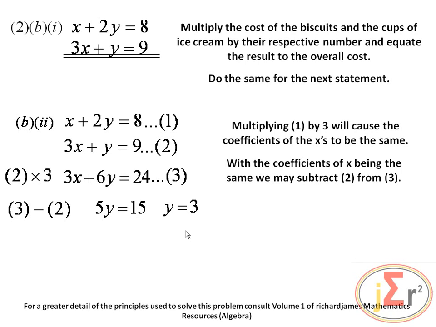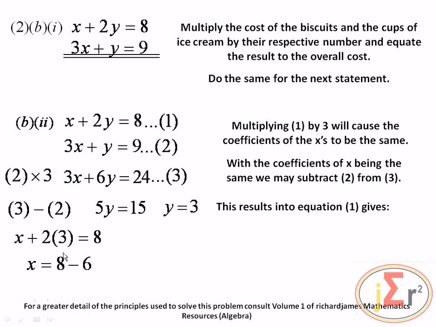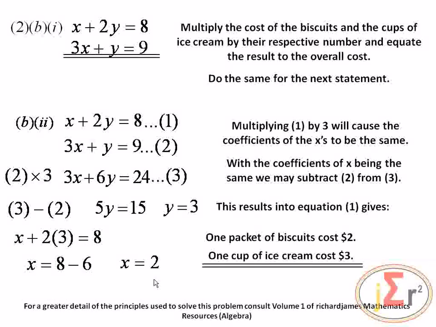And of course, we may place that value into any of the equations, and we are going to choose equation 1. So let's put that into equation 1. We have x plus 2y, and y is 3. So x plus 2 times 3 is equal to 8. And what is 2 times 3? 6. So x plus 6 is equal to 8. So x is equal to 8 minus 6, which is equal to 2. So one packet of biscuits cost $2 and one cup of ice cream cost $3.